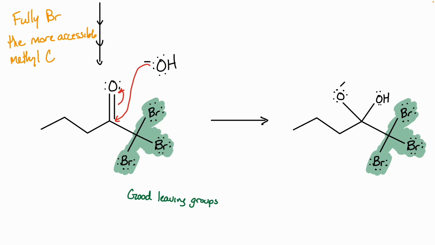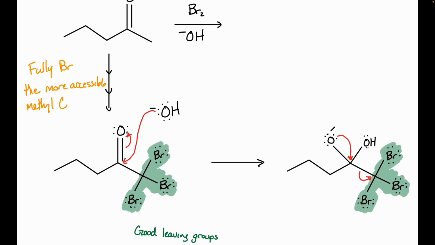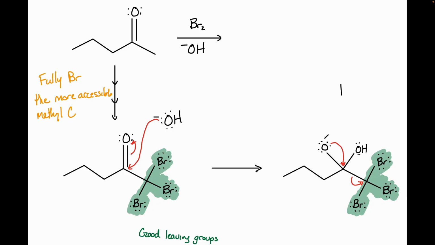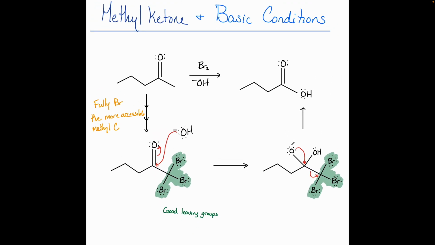In this case, because we have a good leaving group, it's not stuck. That pair of electrons is going to come back down and kick off that leaving group. And so instead of creating a brominated product here, we brominated that methyl carbon and then kicked it off, creating a carboxylic acid. So in the case of a methyl ketone under basic conditions, we're going to create a carboxylic acid product.